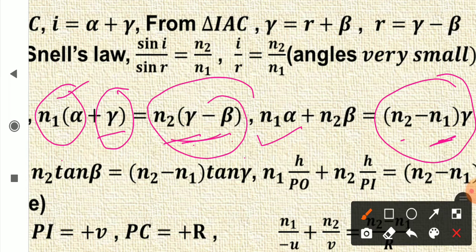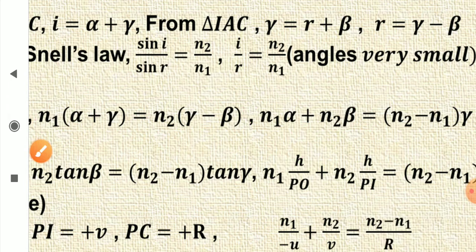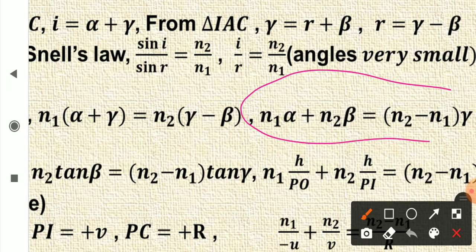Now take this minus N2 beta to the left side, it will become positive. So when you open up, you get this relation: N1 alpha plus N2 beta is equal to N2 minus N1 gamma. If you have any problem, you can do that in 2 steps.